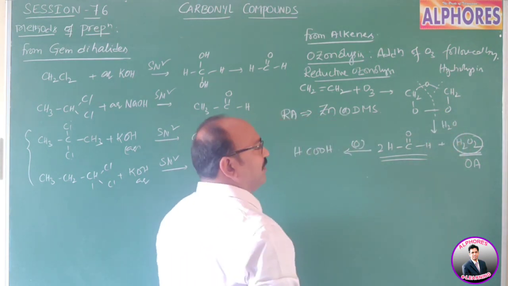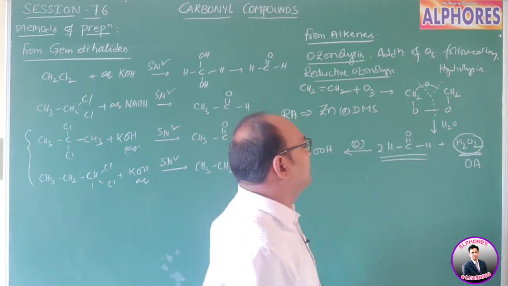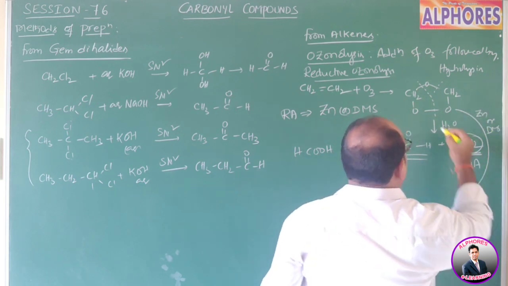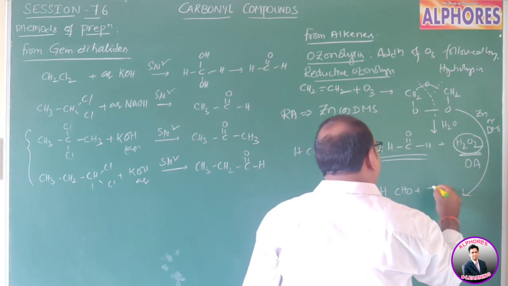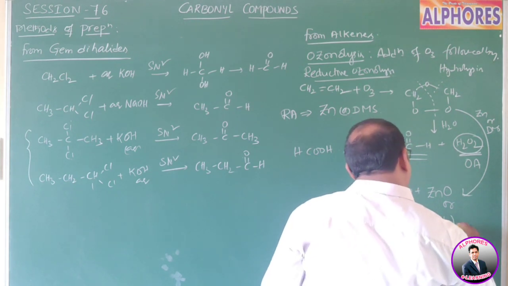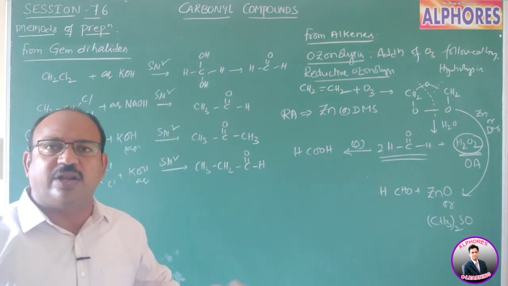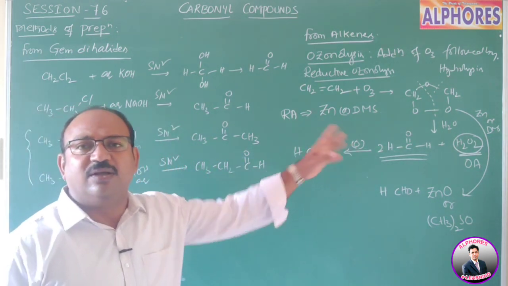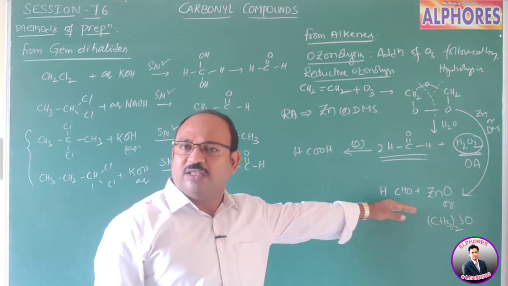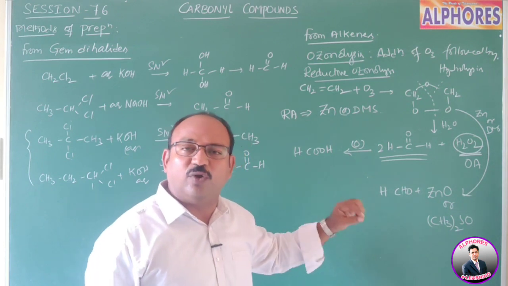What happens if we use zinc? The same reaction is performed in presence of zinc. The zinc takes the oxygen and converts into ZnO. So in presence of zinc or dimethyl sulfide, we get only formaldehyde along with zinc oxide, or if we use dimethyl sulfide, we get dimethyl sulfoxide. Zinc oxide or dimethyl sulfoxide are not good oxidizing agents, unlike hydrogen peroxide. That means the reaction will stop after formation of formaldehyde. There is no scope for further oxidation. All these things happen in case of aldehydes only.